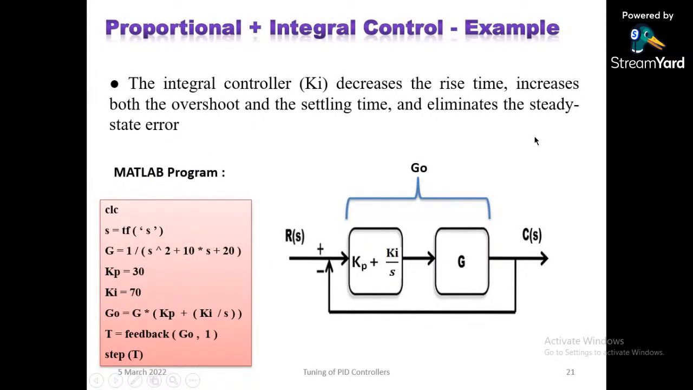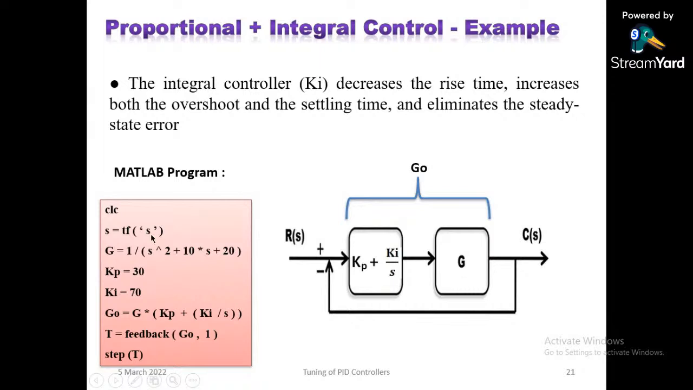Now next is the proportional plus integral. The integral controller, that is Ki, will decrease the rise time, increase the overshoot and settling time. It adversely affects the transient response, but it will eliminate the steady state error. You will surely get 100% zero error. If the input is 1, the output will definitely be 1, but oscillations will be more. Okay? Let the value of Ki be 70.